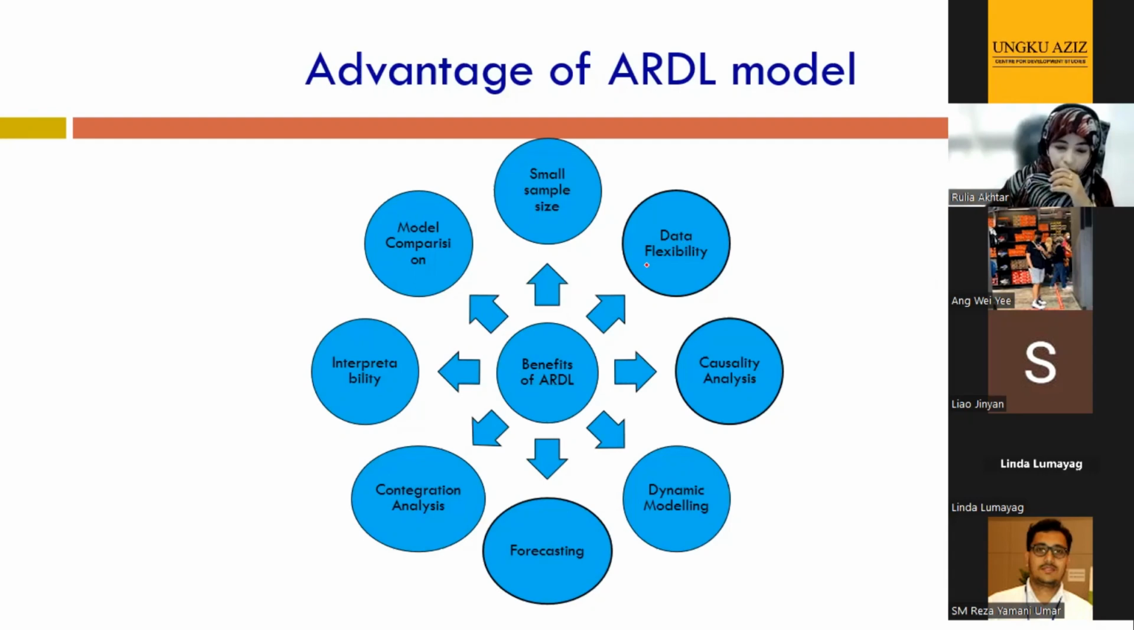Forecasting is actually important for policymakers, for decisions, or for planning. ARDL models can be used to forecast future values of dependent variables based on historical data. Because we have the past value and the present value, based on this, policymakers or decision makers can forecast what should happen in the future. So this is important for the ARDL model.